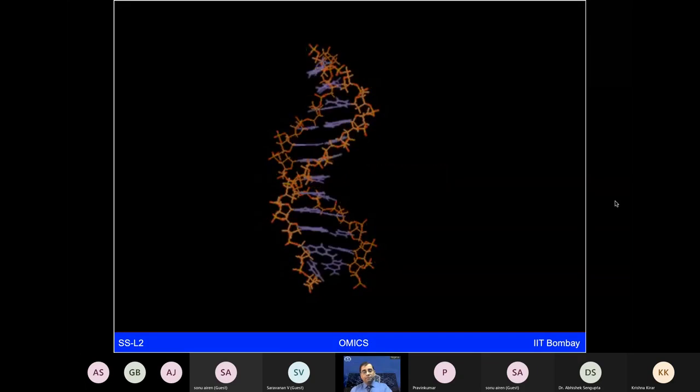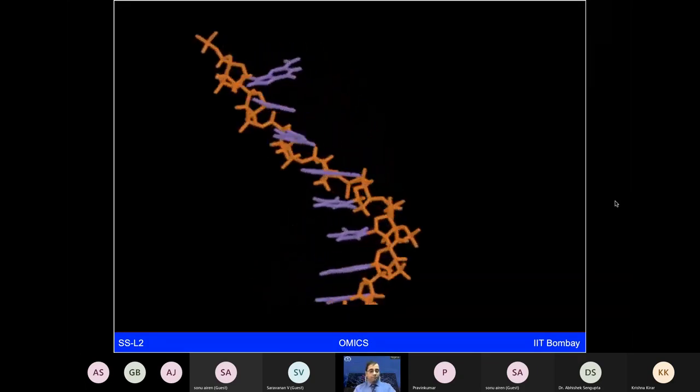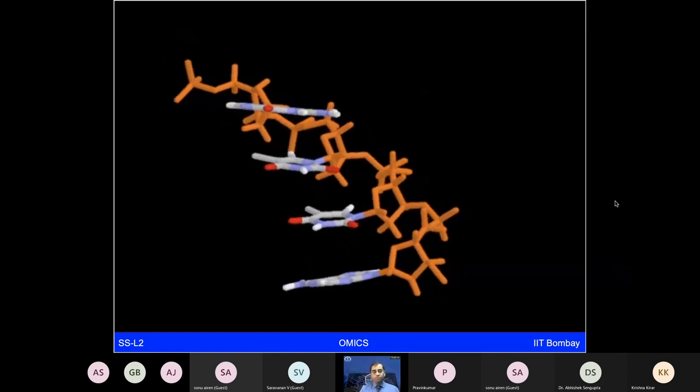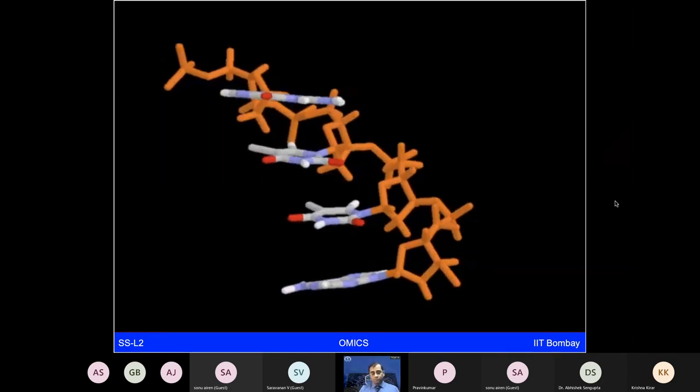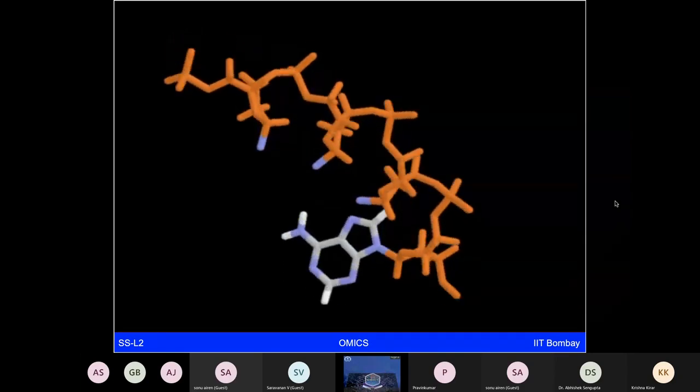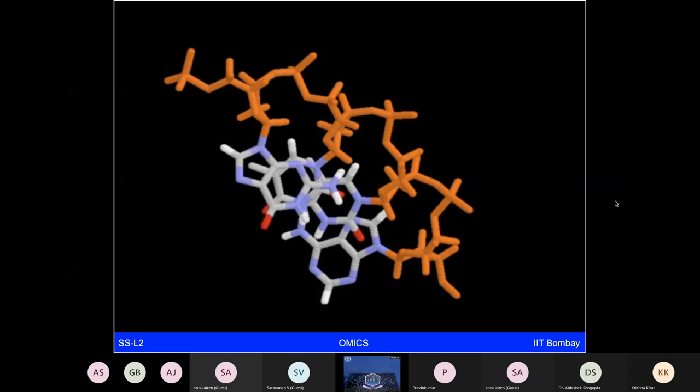A cyclic base is attached to each sugar. The bases are planar and extend out perpendicular to the path of the backbone. Pyrimidine bases are composed of 1 ring and purine bases of 2 rings. Adjacent bases are aligned so that their planar rings stack on top of one another. Base stacking contributes significantly to the stability of the double helix.